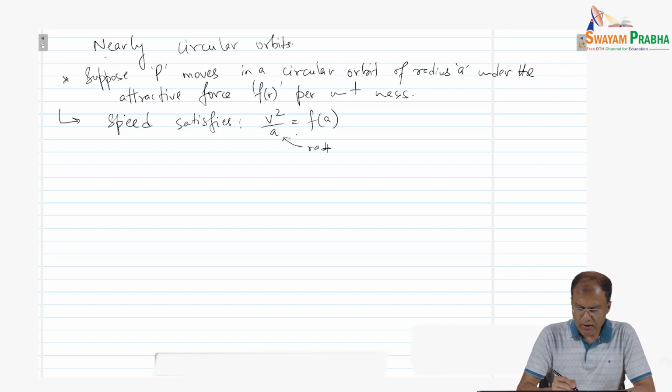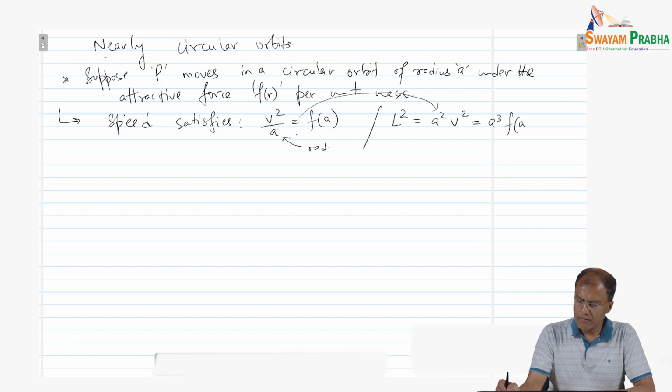So that is my normal equation of motion in the normal direction, and the equation of motion in the tangential direction is the conservation of angular momentum, which is L square is a square v square, right? And using this information here, we get that this is also equal to a cube f of a.